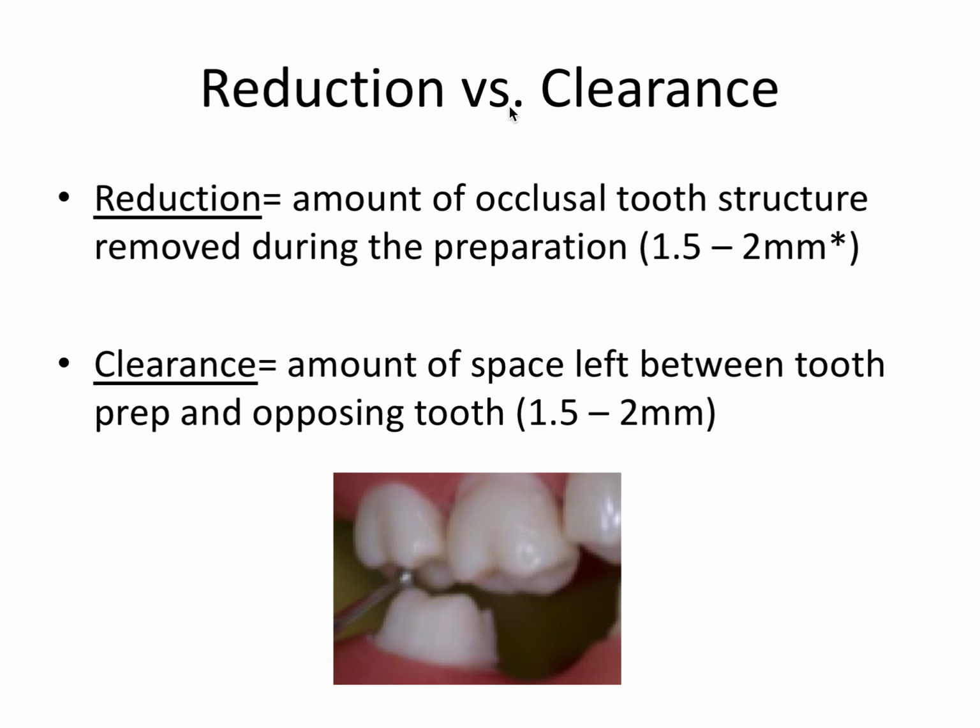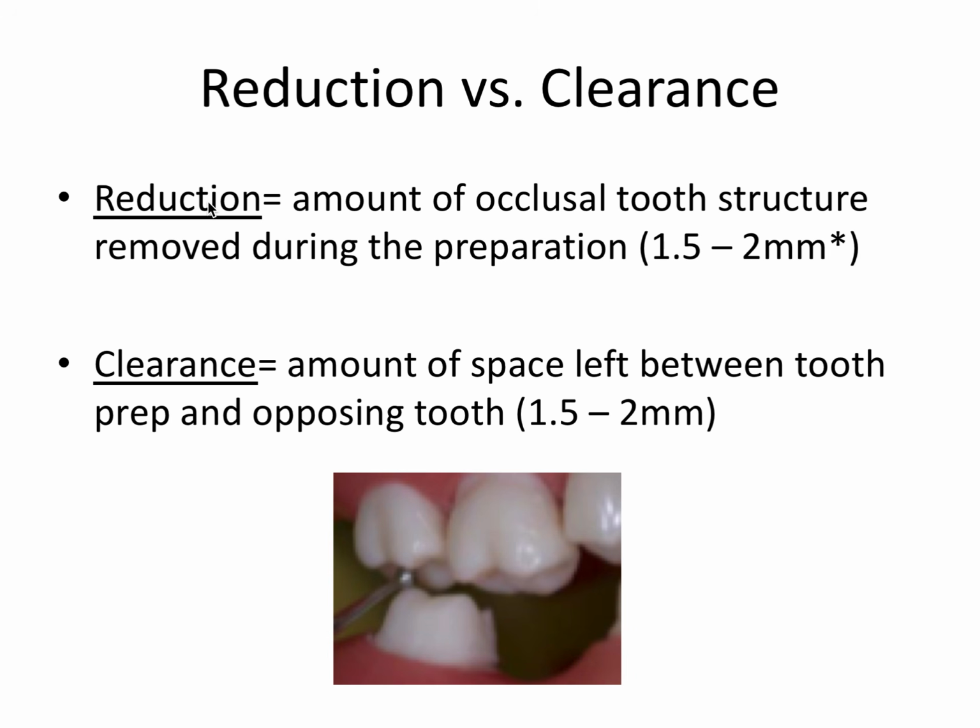Alright, so reduction versus clearance. These are two terms that are often confused, and this is what I was referencing before in terms of having enough space for the crown material. So let's read the definitions. Reduction is the amount of occlusal tooth surface removed during the preparation. So this is what we've been talking about since the very first slide of this video, reduction referring to the amount of tooth structure removed occlusally.